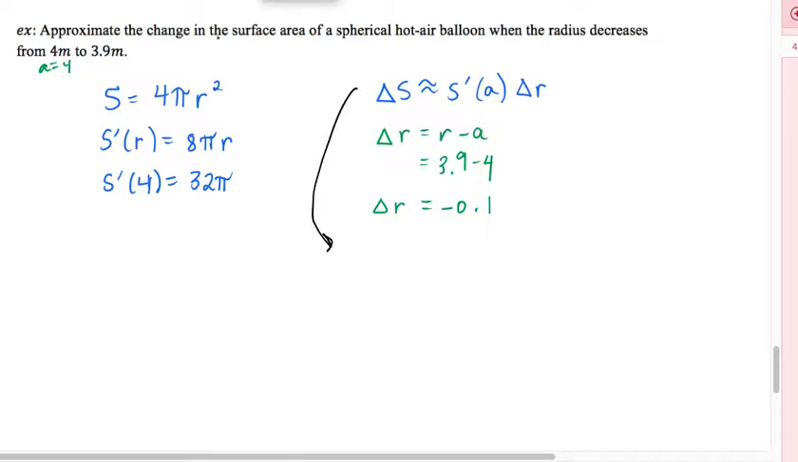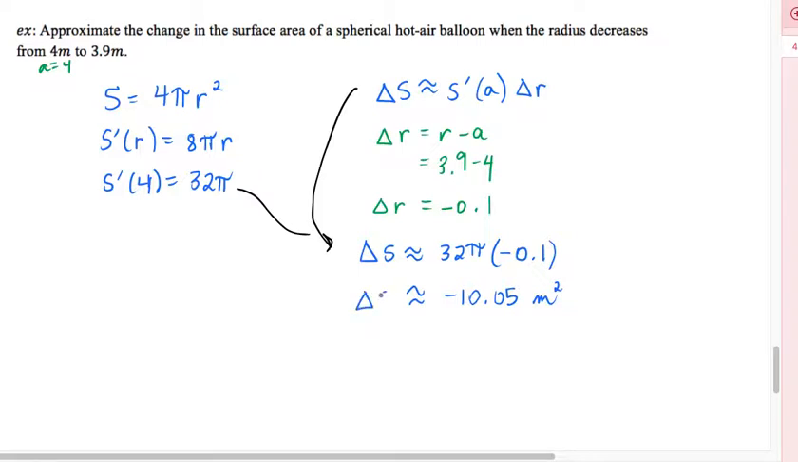Okay, so let's approximate delta S then. So delta S, the change in the surface area, is approximated by the derivative S prime of 4, which is 32 pi, times the change in the radius, which is negative 0.1, or roughly, if you multiply that out and estimate it, it's about negative 10.05. Depends on your units. Let's see, we're in meters, so meters squared for surface area. So that's about how much the surface area would decrease by.